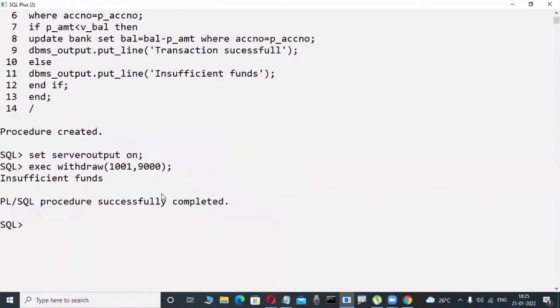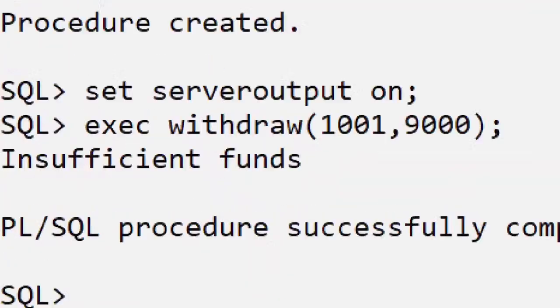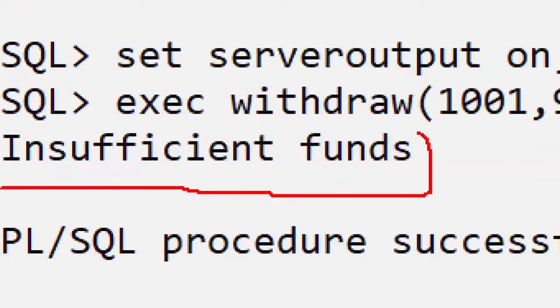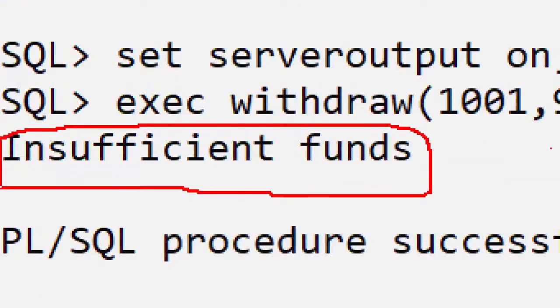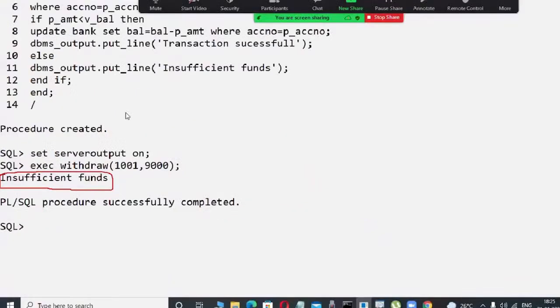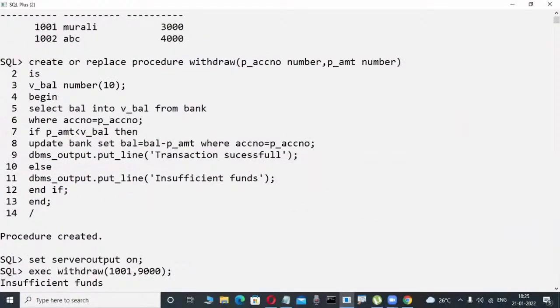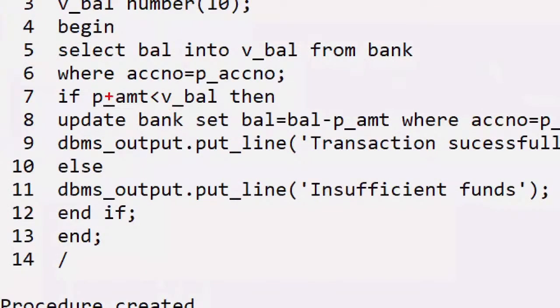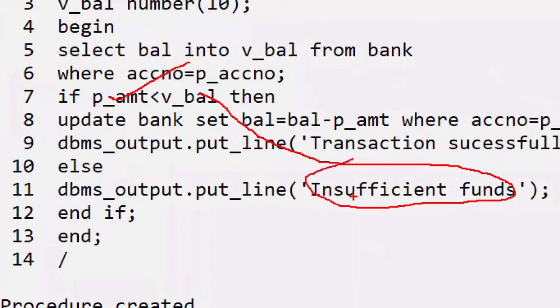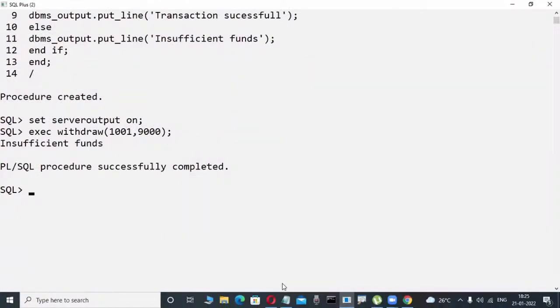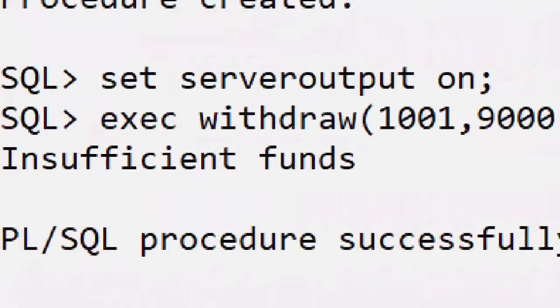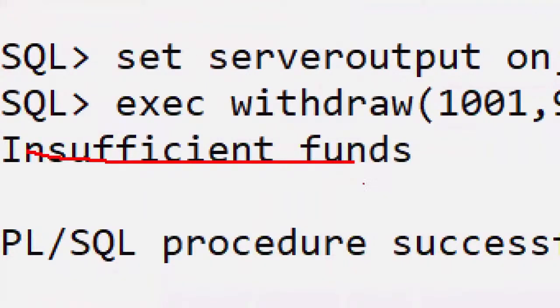No. So now here it will give the message insufficient funds. It will display the message or not. How is it possible? This coding is executed, whatever I'm writing. Or maybe your amount is more than the available balance. That's why insufficient funds. The message insufficient funds will be displayed or not. Yes.